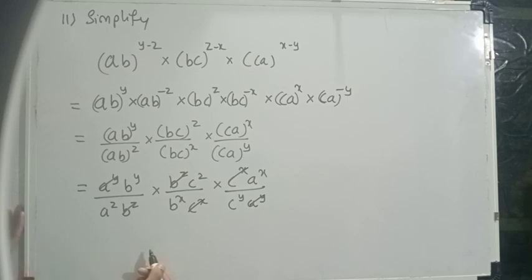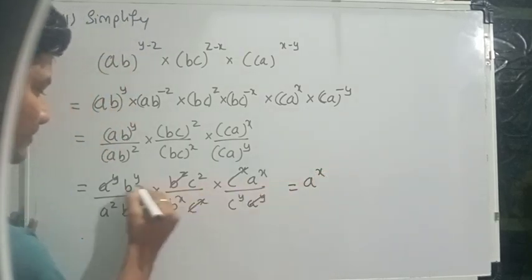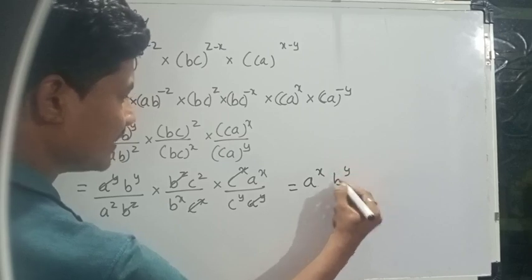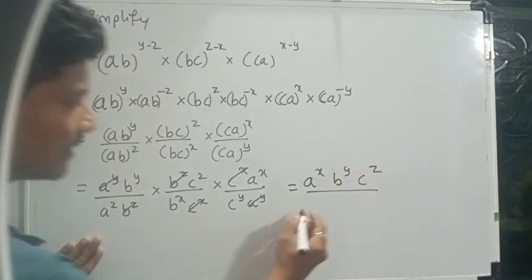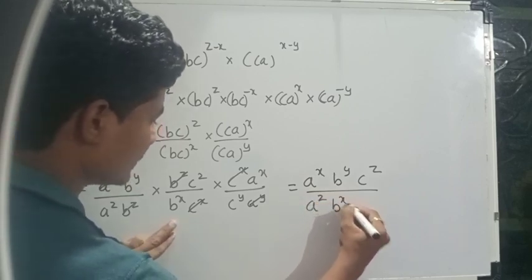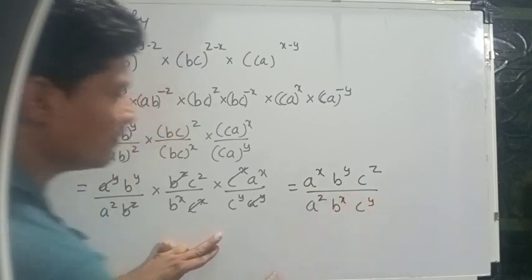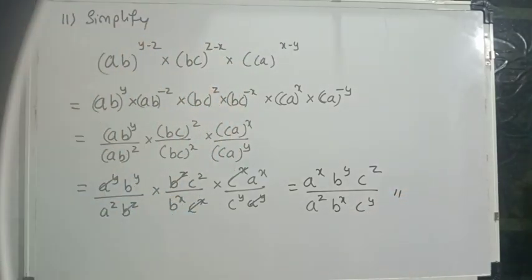What are the remaining terms here? In the numerator, A to the power X, B to the power Y, C to the power Z divided by A to the power Z, B to the power X, C to the power Y. This is the final answer.